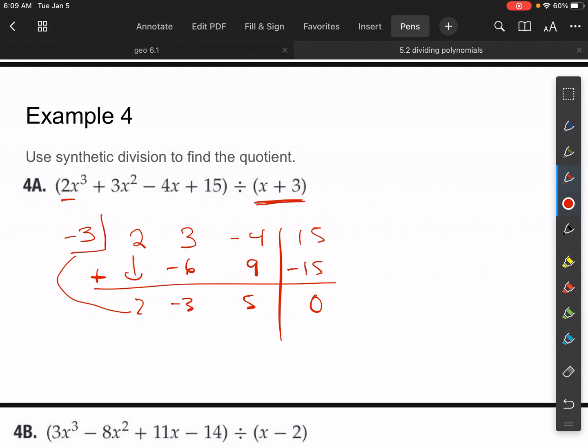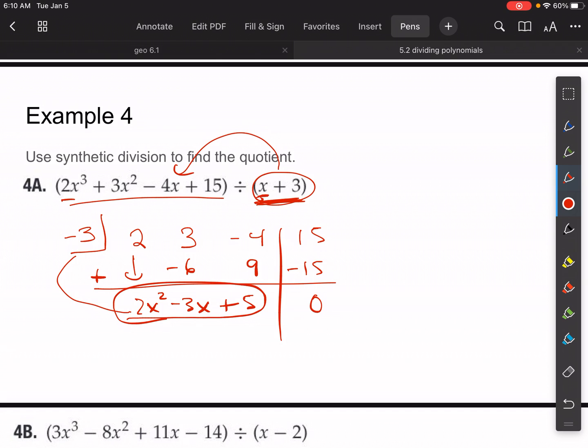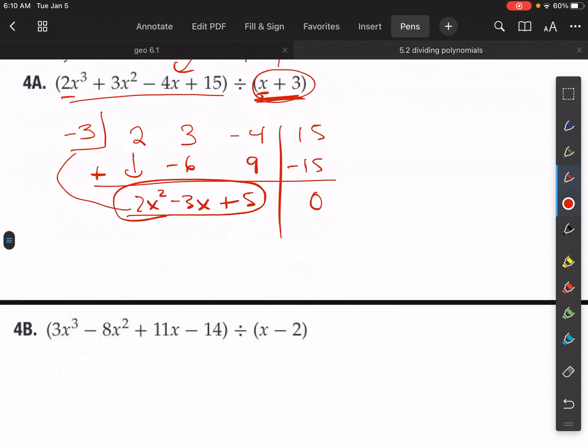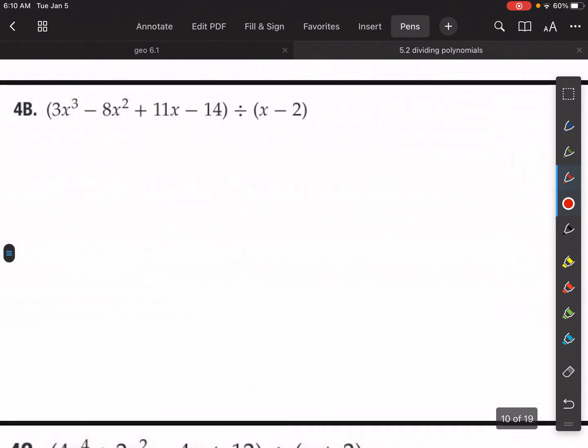Our answer to this, you guys, now, is we've taken this x plus 3 out of this, right? We've taken it out. So everything has to drop by a degree. So my answer to this is 2. I started with x to the third power. Now it's going to turn to x squared minus 3x plus 5. If I take this and multiply it by this, I should get that. Okay, so if you want to FOIL it out, you can and see if that worked. So that's 4a.